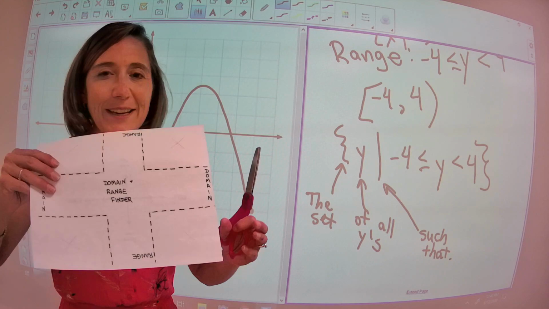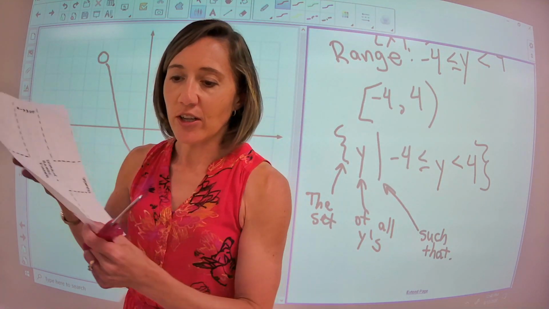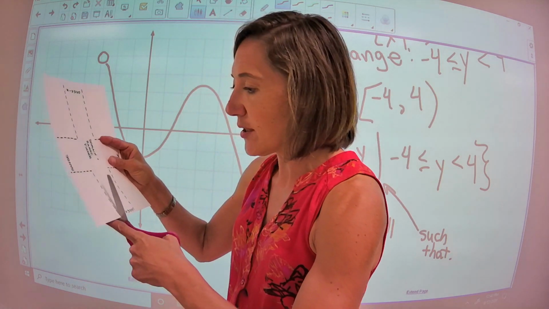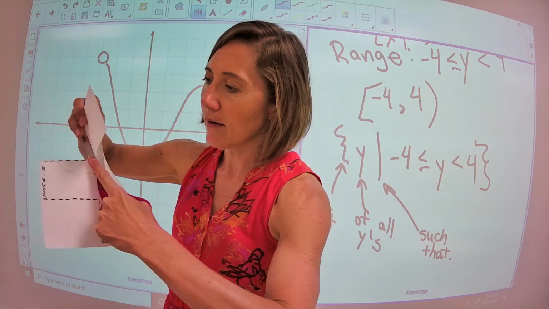All right, now I would like you to pull out this domain and range finder that you have in your packet, and what you're going to do is cut off the 4 corners. Okay, you're just going to slice these right off here.